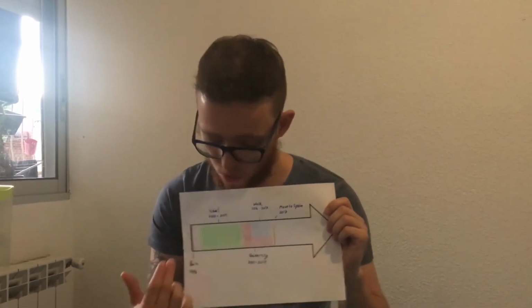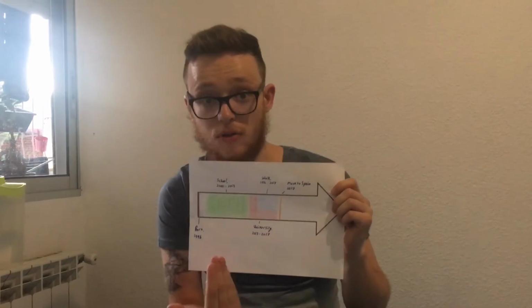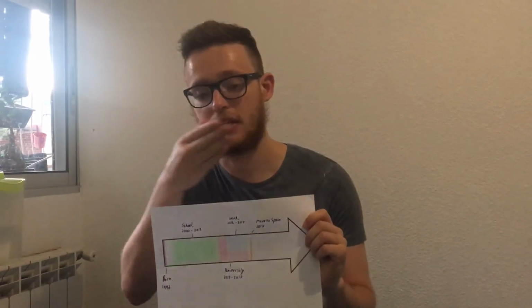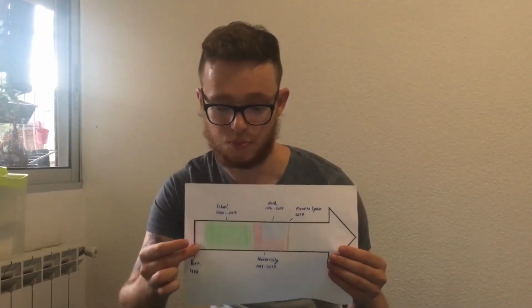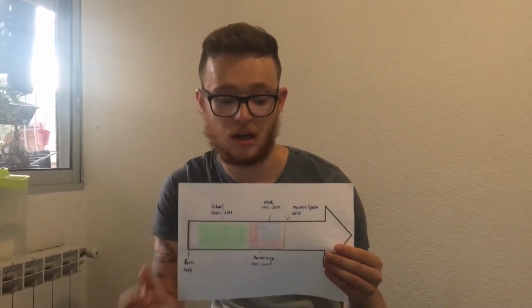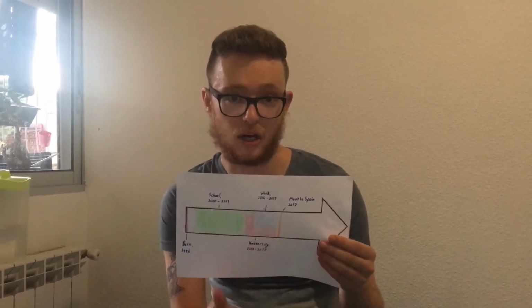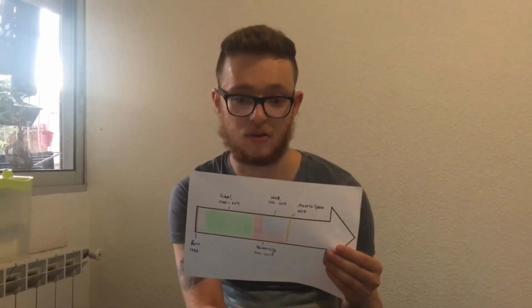You can also see which events came before or after the other events, okay? And the order that events come in, that's called succession, okay? So the succession on my timeline is very simple. I was born, I went to school, I went to university, I worked, and I moved to Spain, okay? One event after the other, okay?